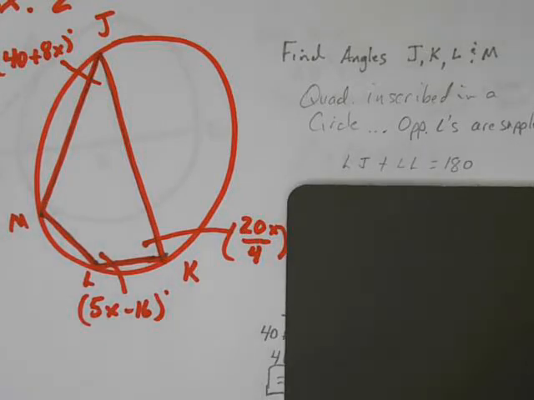The measure of angle J plus angle L is equal to 180. Looking at the picture, what's the measure of angle J? Chase, what's the measure of angle J looking at the picture? Do you see J at the top? What do we have as the angle measure? Just give the expression. We don't have a number yet.